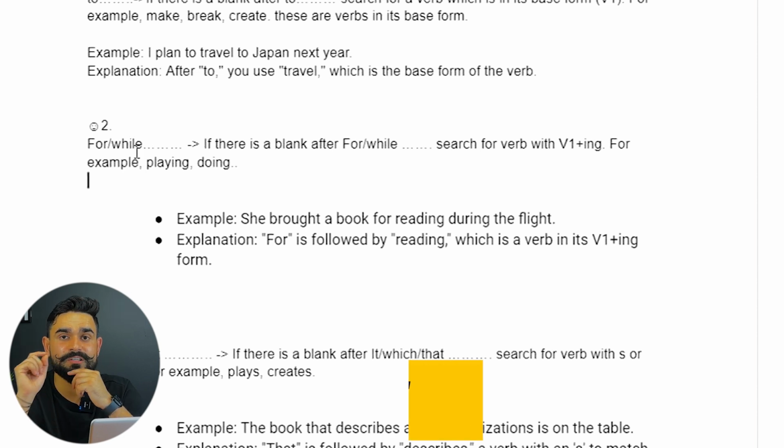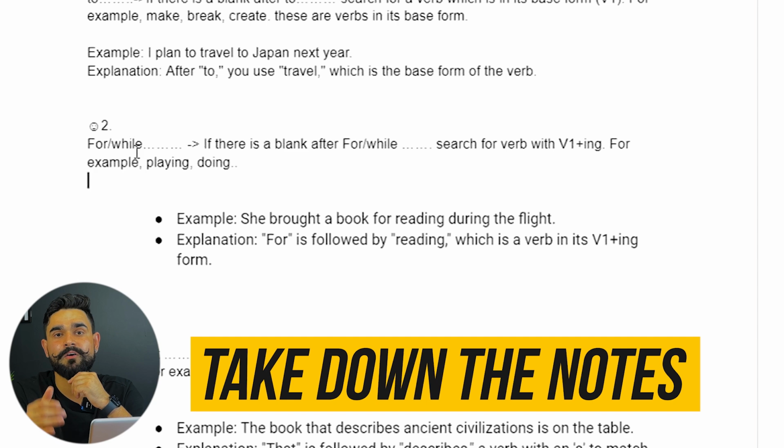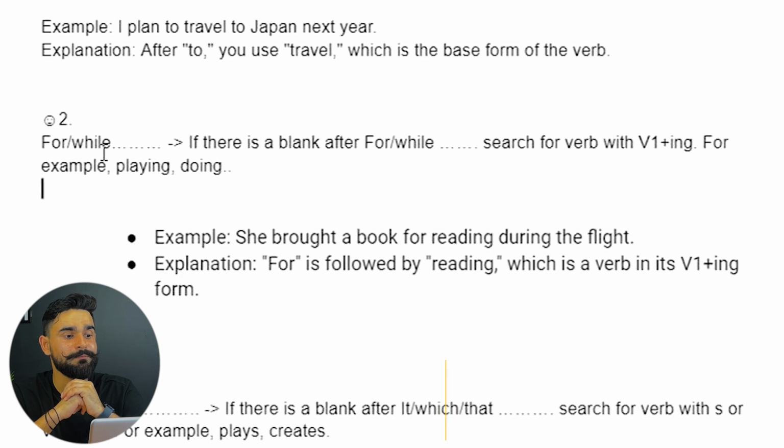So make sure you take down this thing, guys. While I am explaining right now, make sure you note it down as well, because this will help you when you get the fill in the blanks in your real exam. If you see there is a "for" or a "while" and there is a blank after that, it should come to your mind that V1 plus ing will come, verb first form and ing, and you will select quickly. That's why I'm telling you to take down the notes.